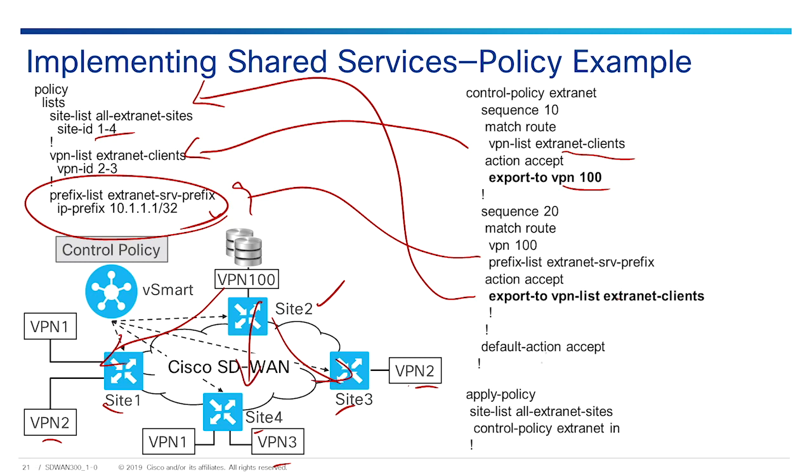All right. However, the actual policy is going to indicate in the first match statement that the extranet client VPNs are exported to VPN 100. And the second match statement in the reverse direction. So here that match is for VPN 100 and the prefix match. Those prefixes will be exported to the extranet clients. Remember the default action. Without the default action, all other prefixes would also be dropped. Okay? And then we apply the policy to the system.